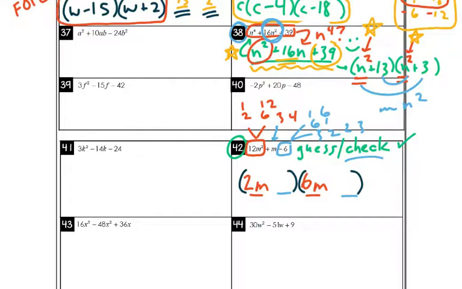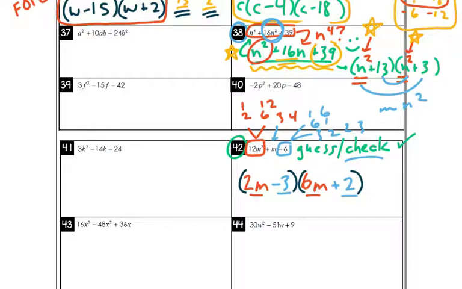Okay, so why don't we do, I'll put, how about a 3 here and a 2 here. And in order to make a -6, let's make this one negative and this one positive. Okay, that's officially your guess. And we're going to check by doing foiling. Ready? Let's FOIL our answers.